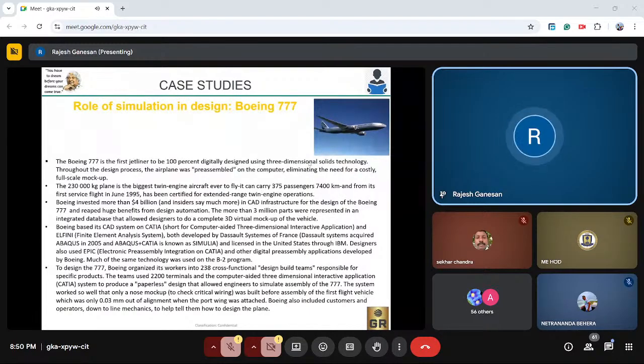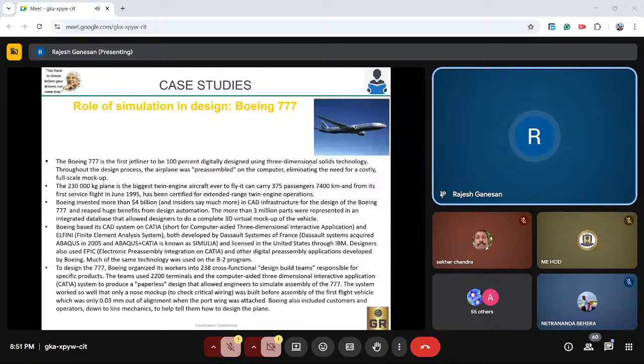It can carry 375 passengers up to 7,400 kilometers, from its first service flight in June 1995, and has been certified for extended range twin engine operations. Boeing invested more than 4 billion in CAD infrastructure for designing the Boeing 777 and reaped huge benefits from design automation. More than 3 million parts were represented in the integrated database that allowed designers to complete a 3D virtual mock-up for the vehicle. So they are mostly concentrating on CAD infrastructure products.